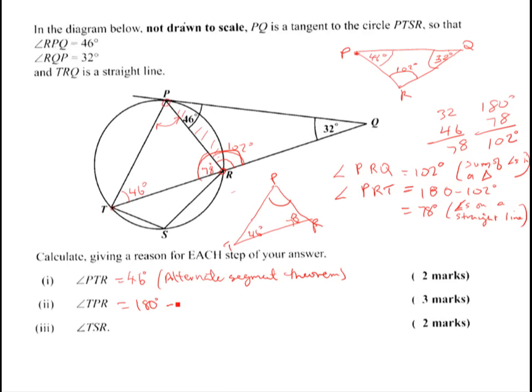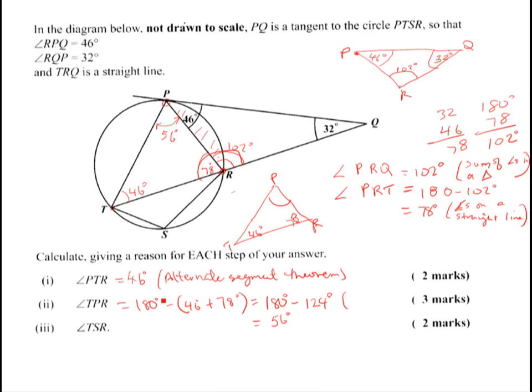180 degrees minus the sum of 46 plus 78 degrees, which equals 180 degrees minus, let's write that out quickly, 124. Okay, 124 degrees. That should give us 56 degrees. Let's check that: 6 plus 4 is 10, and 130 plus 50 is 180. Yeah. So this angle here should be 56 degrees. We found that angle P is 56 degrees.